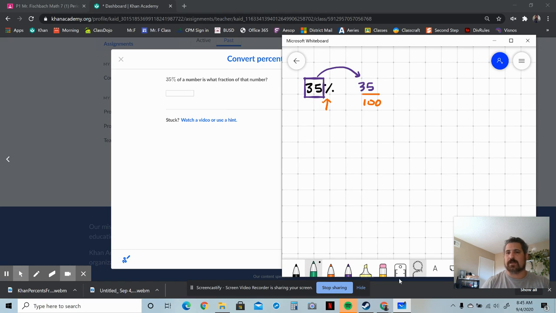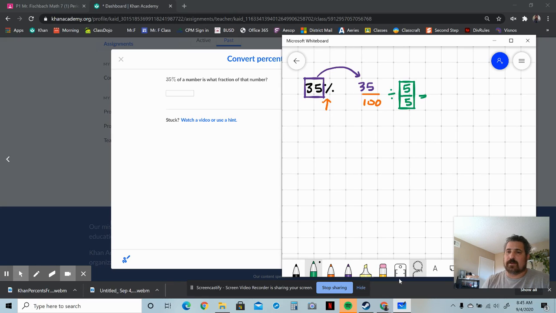Then you got to simplify it. So divide top and bottom by whatever is a common factor. And 35 and 100 both end in either 5 or 0, so they divide by 5. So we can divide top and bottom by 5. And as long as you divide the top and bottom by the same value, you've got a giant 1 that you're dividing by, right? Which is going to be the same value, it's in different form when you're done, because anything divided by 1 is equal to itself.